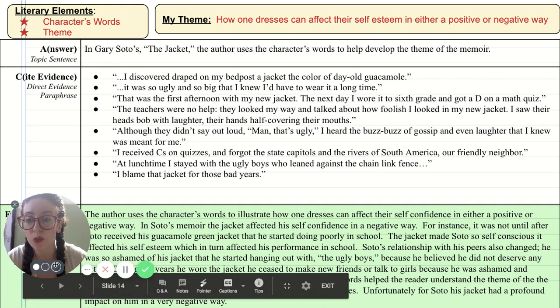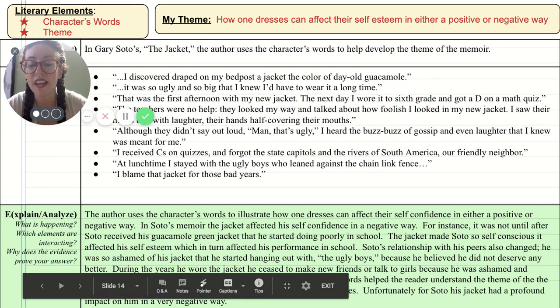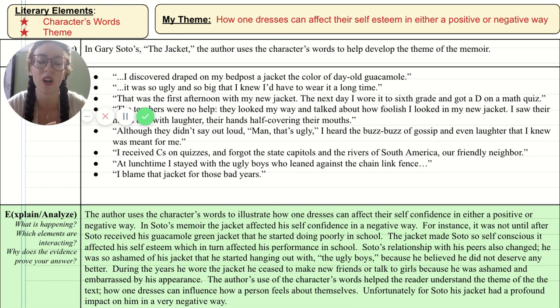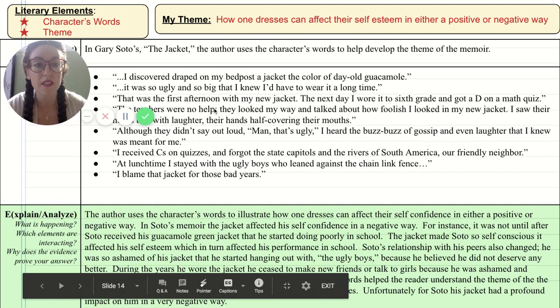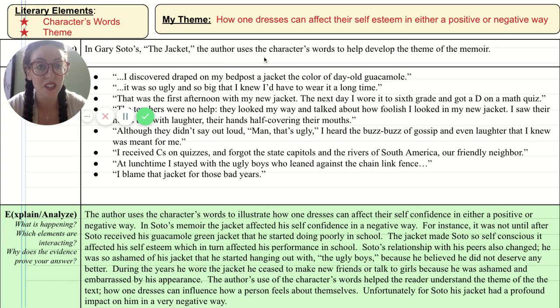Finally, I have to explain and analyze. Now, this is the most important part of your paragraph. And remember, it's not a restatement or a summarization of the evidence that you found in the text. Analysis is when you think critically about the text and use your own words. You have to make connections to the literary elements, to your own experiences, and analyze the evidence and prove how this evidence supports your answer.